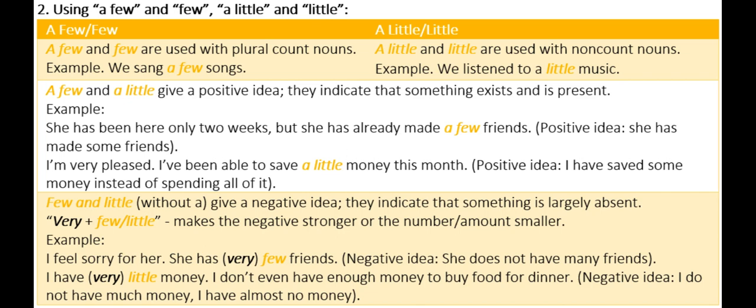Few and little, without a, give a negative idea. They indicate that something is largely absent. Very plus few or little makes the negative stronger or the number or amount smaller. Example: I feel sorry for her. She has very few friends. Negative idea: she does not have many friends. I have very little money. I don't even have enough money to buy food for dinner. Negative idea: I do not have much money, I have almost no money.